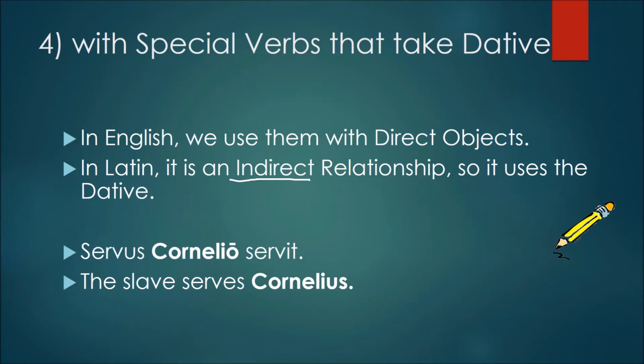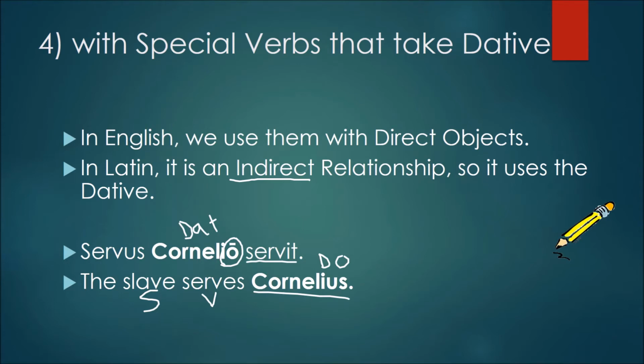So here our example, servus Cornelio servit, best translates to the slave serves Cornelius. And if we evaluate the English to begin with, slave is our subject doing the action, and the person or thing whom the slave serves is Cornelius. And in English, we're really understanding this relationship to be a direct relationship, the person or thing that the verb affects. However, in Latin, we can clearly see that this has a dative case ending, and that is because of how the Romans would have understood this word servit.